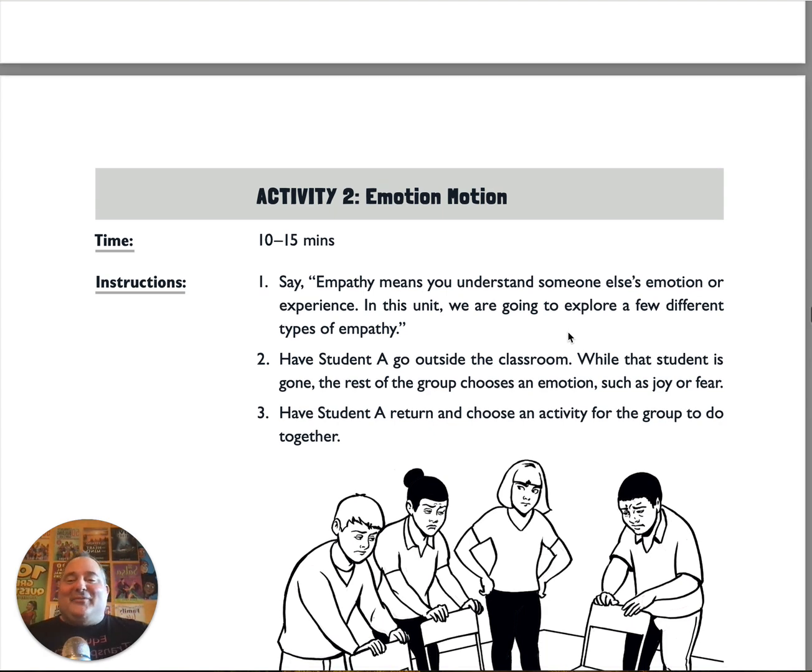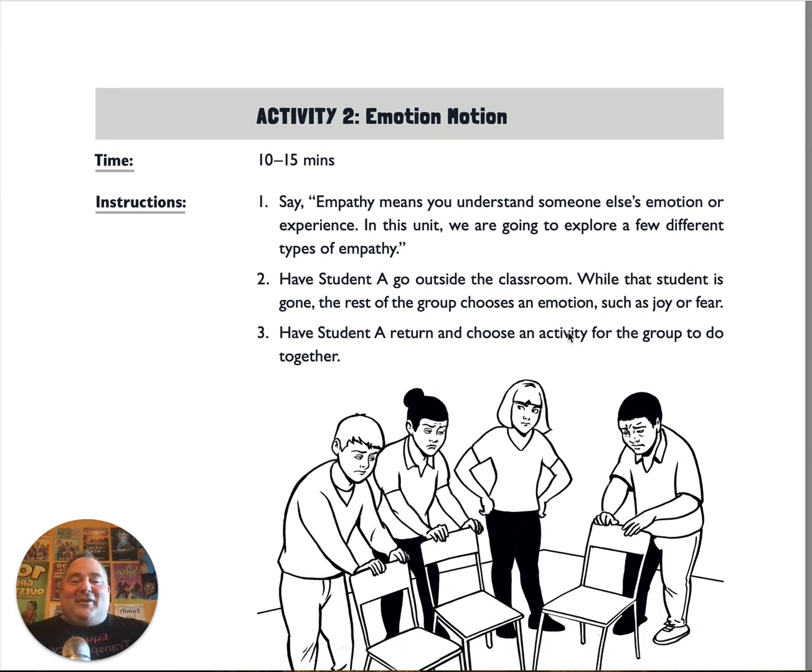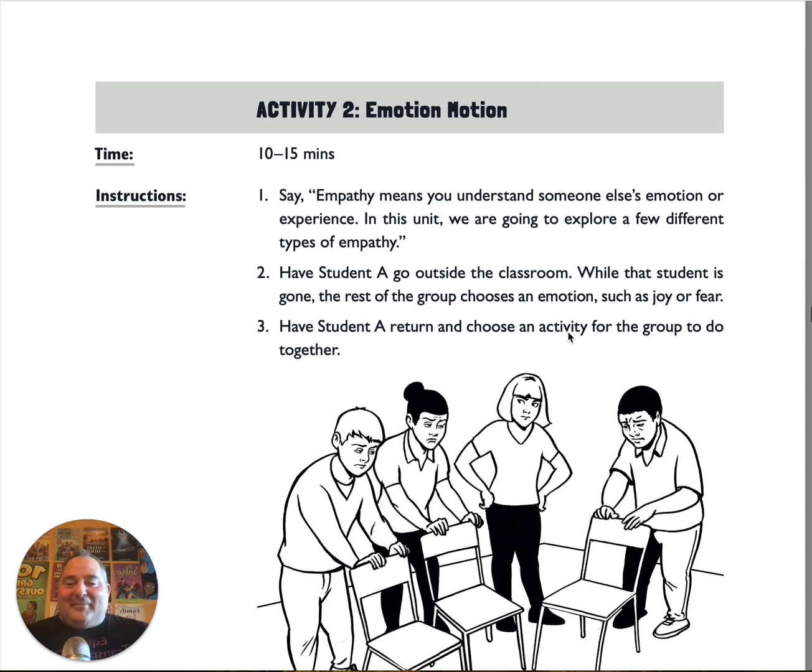And then we start with a really fun activity. You ask for a volunteer. You say, hey, okay, student A, please go outside the room. While that student is gone, the rest of the group chooses an emotion. Could be joy, fear, anger, and maybe actually don't start with anger. Joy, resignation. Here, I think we have students who are feeling resigned.